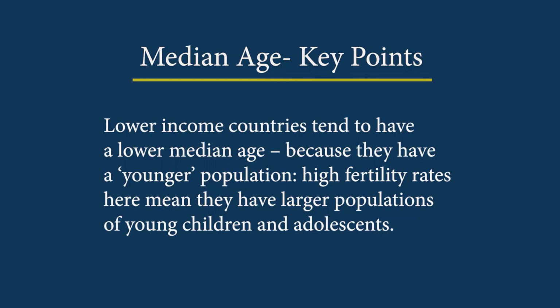Countries with lower median age have a high number of people in the young age group, so they are in the child-producing age group. That's why population growth rate tends to be very high in these countries. And lower income countries tend to have a lower median age because they have a younger population. So high fertility rates here also mean they have larger population growth rates.